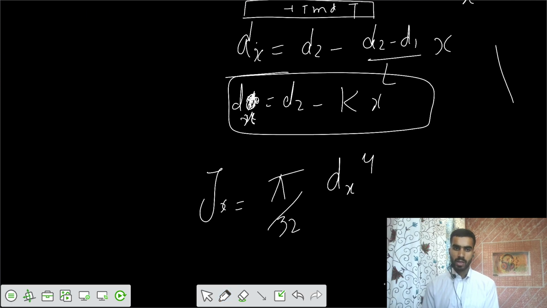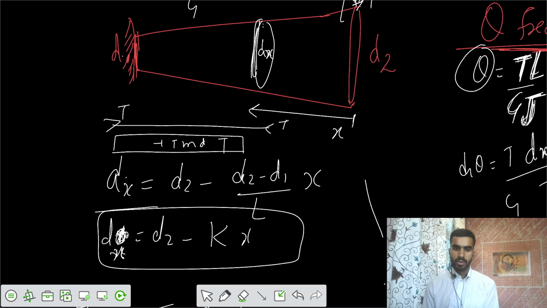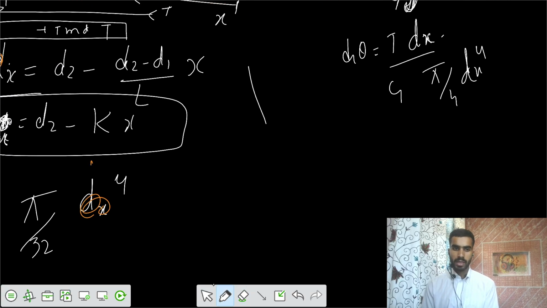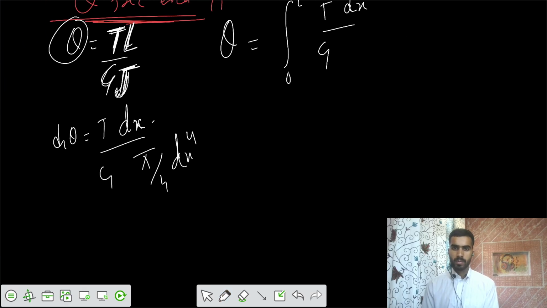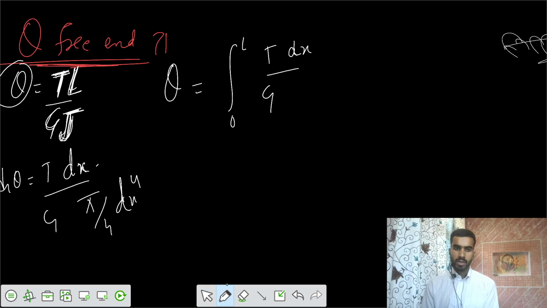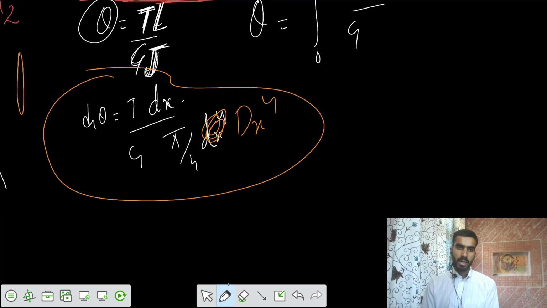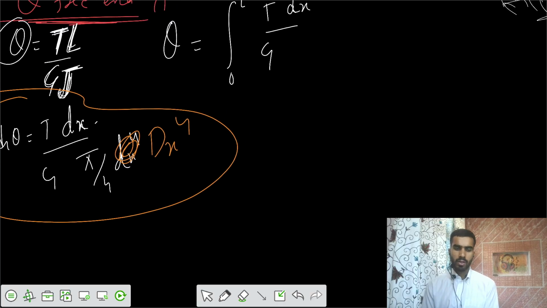To make the confusion clear, let's say there is some diameter capital D at any x. So I would write capital D at any x, and I write the equation in terms of capital D at any x, D x power 4. So we got this theta contributed by the smaller strip at diameter D at any x. So this is your theta contributed by that strip.